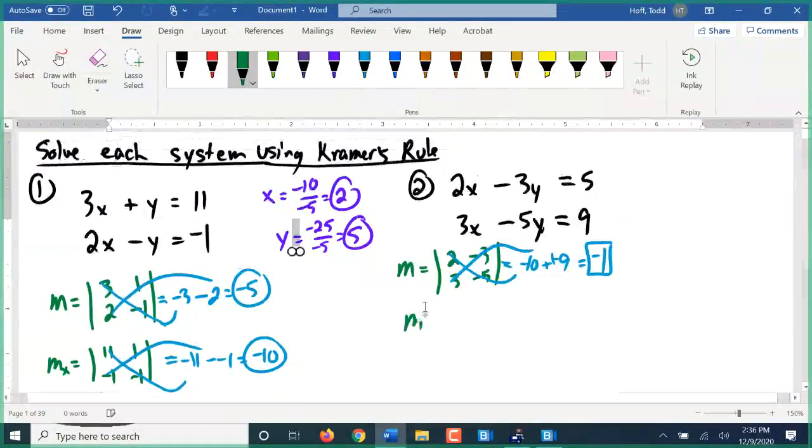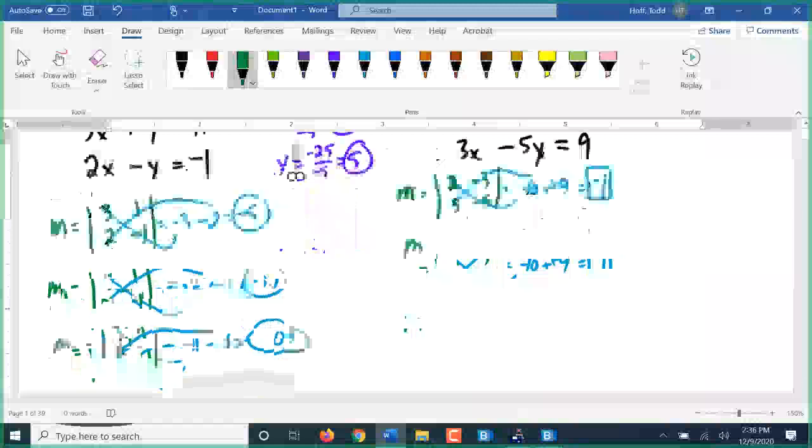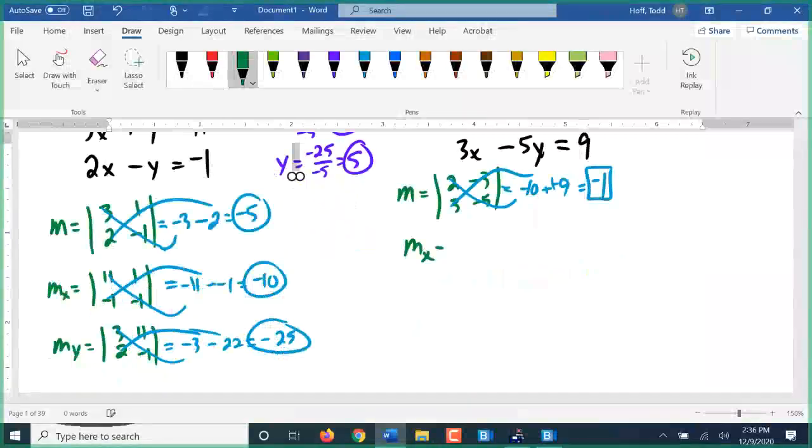Our X matrix. So, Mr. Hoff, yes, sir. That's a +9, not a 19, like you said. Yeah, I said 19, but it's a 9, yes. Okay, just double check it.